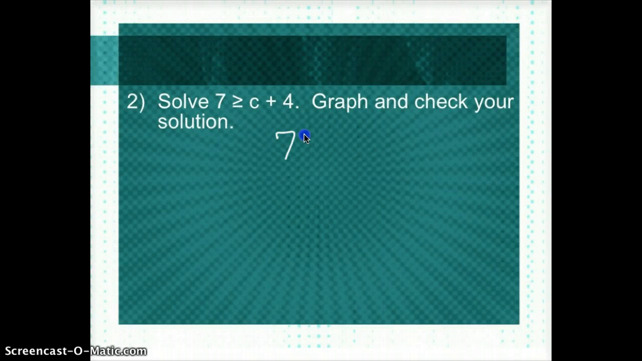So 7 is greater than or equal to C plus 4. Okay, I'm going to do the same thing to both sides. I'm going to subtract 4 from each side. I've got 3 is greater than or equal to C.